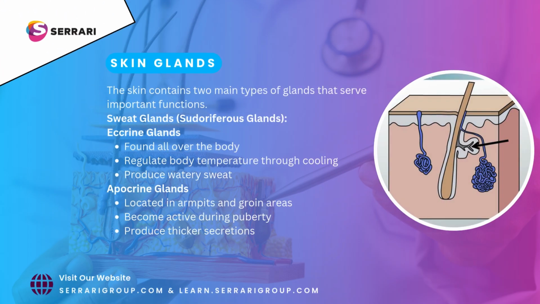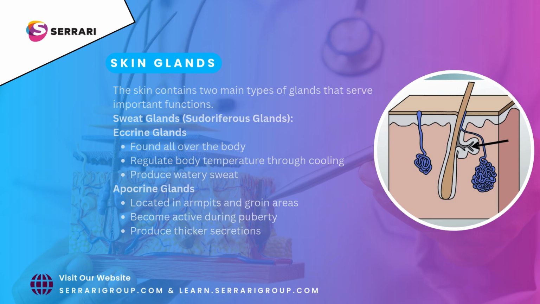Skin glands. The skin contains two main types of glands that serve important functions. Sweat glands, sudoriferous glands. Eccrine glands, found all over the body, regulate body temperature through cooling and produce watery sweat. Apocrine glands, located in armpits and groin areas, become active during puberty and produce thicker secretions.